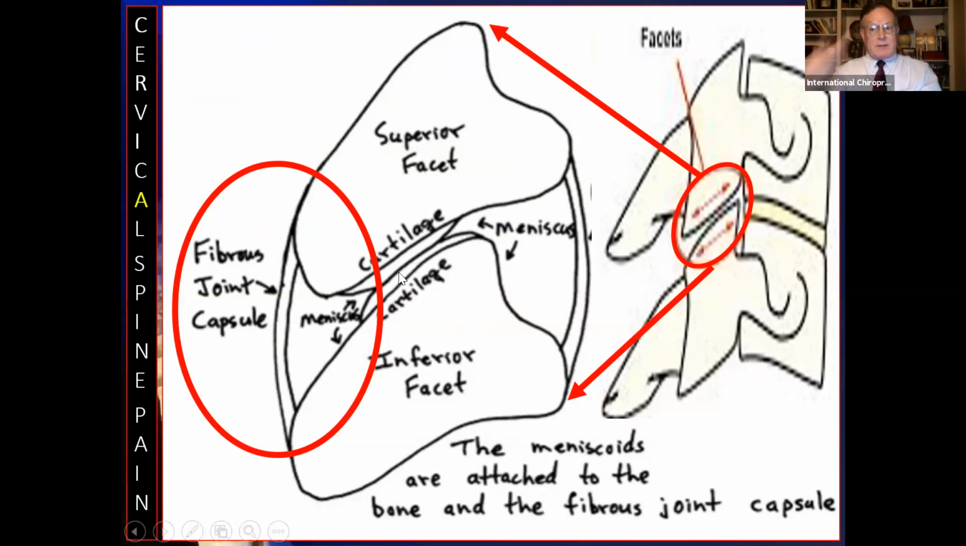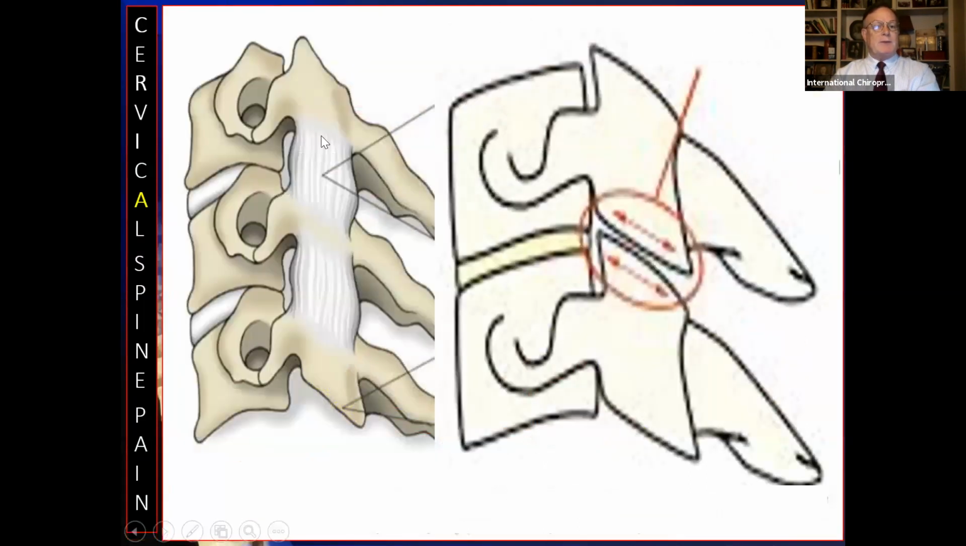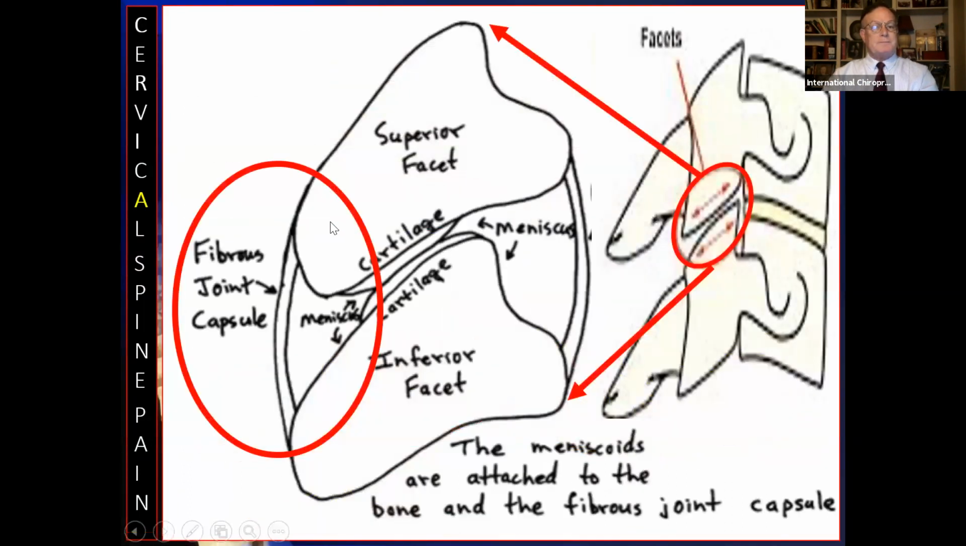What keeps the facets aligned and allowed to be smoothly sliding and to rotate and whatnot is this fibrous joint capsule, the ligaments. So here's the outer ligament anteriorly, and then here's the outer ligament posteriorly, but it goes all the way around the circumference. Remember the picture here. It encircles the facet, this collagen.